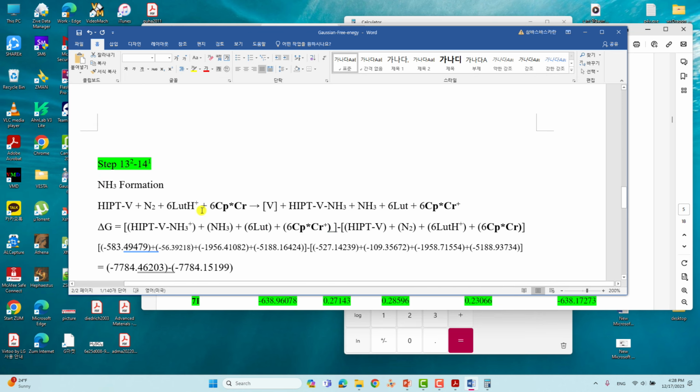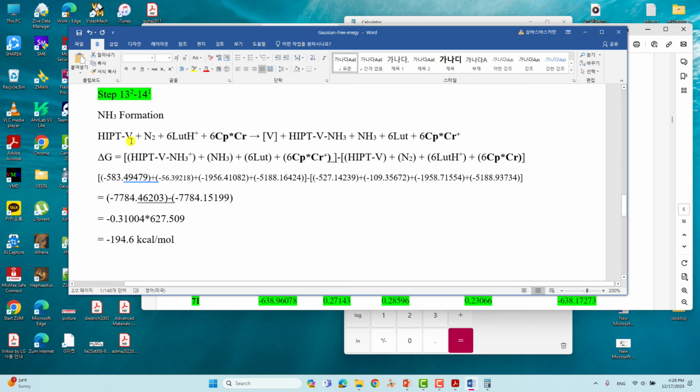Then I will also calculate the final step. You should also know that is the formation of the lost NH3 molecule. You can see this is the vanadium catalyst N2 molecule. The final step means we have to use 6 equivalents of proton and 6 equivalents of electron. That's why I mentioned the 6 LutH plus and 6 decamethylchromocene.